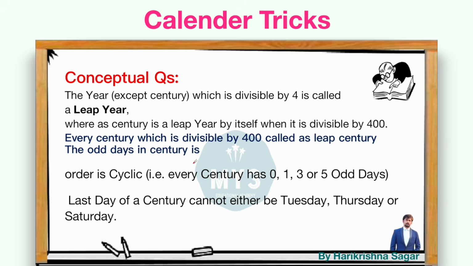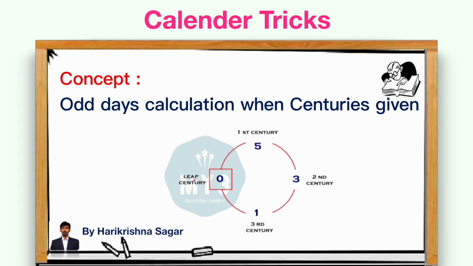That's why the answer is 700. And this is a leap year concept. Just now I have discussed. So a leap century is nothing but a number which is completely divisible by 400, or all 400 multipliers will be treated as leap centuries. And the cycle will follow like this. Every leap century number of odd days is 0. First century will be 5. Second century will be 3. Third century will be 1.